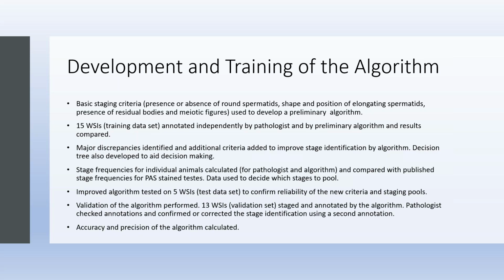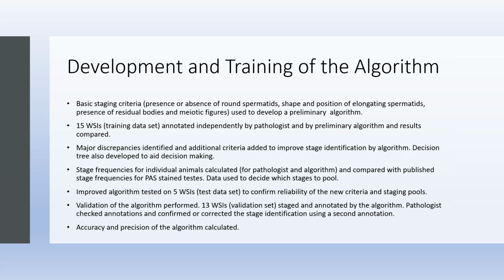This was done on an extra 13 testes, and these were staged and annotated by the algorithm. But in this case, whereas the training of the algorithm was done blindly, so the algorithm would stage the tubule and the pathologist would stage it independently, we decided to do it slightly differently. We got the algorithm to stage the tubules, and then the pathologist would go in and either agree or disagree. And I'll show you why we did that shortly.